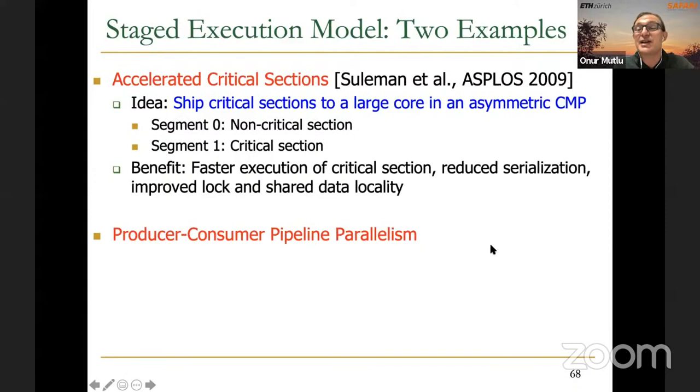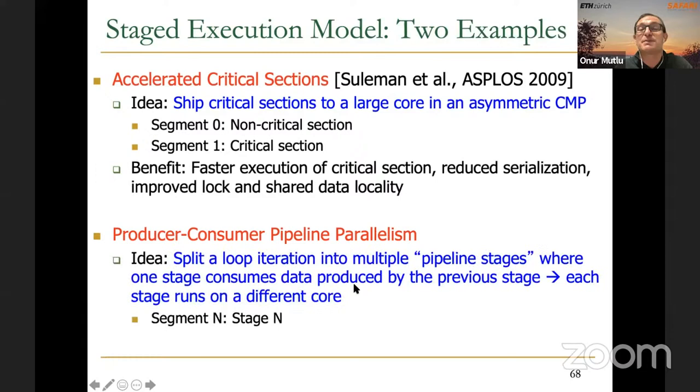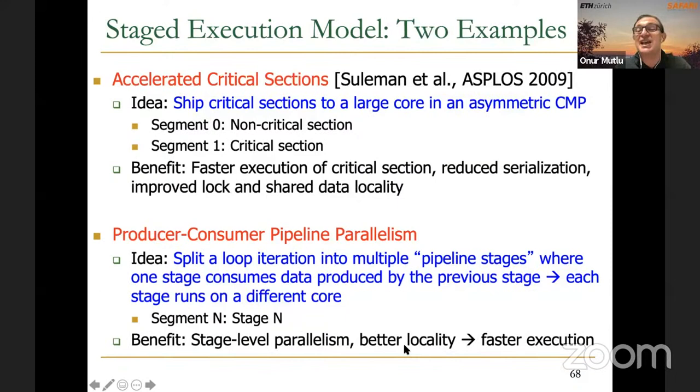Let's take a look at and map producer-consumer pipeline parallelism. That's also very easy to map. The idea, remember, is to split a loop iteration into multiple pipeline stages, where one stage consumes data produced by the previous stage, and each stage runs on a different core. In this case, segment N is equal to stage N, basically. That's it. And you get stage-level parallelism and better locality in each stage, because hopefully you split your loop iterations into multiple pipeline stages based on which stage operates on which data, based on data locality. And hopefully you get faster execution, as we have seen in prior works.